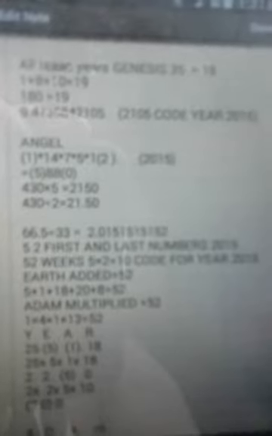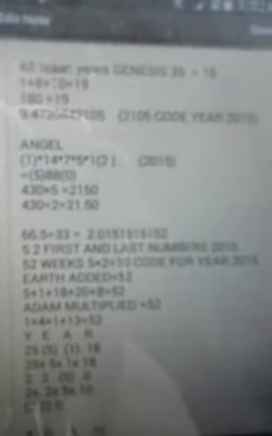you can, as I outline, make out the year 2015. Right underneath the word angel is the years 430 times 5, all the years that Israel was in Egypt, multiplied by 5 gives you the year 2015, but it's coded, it's 2150.